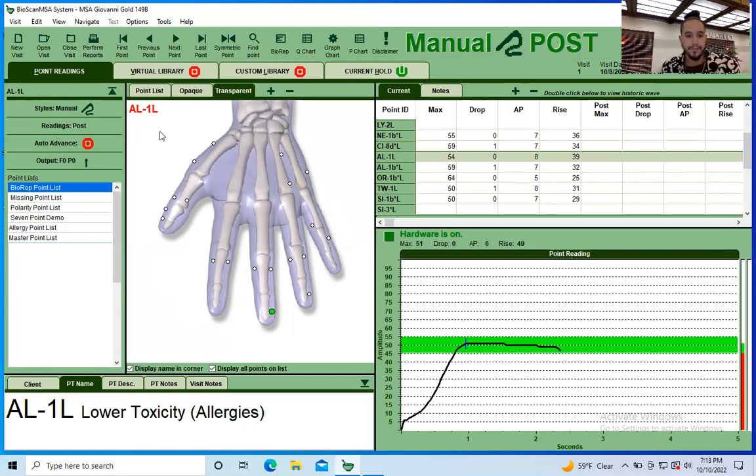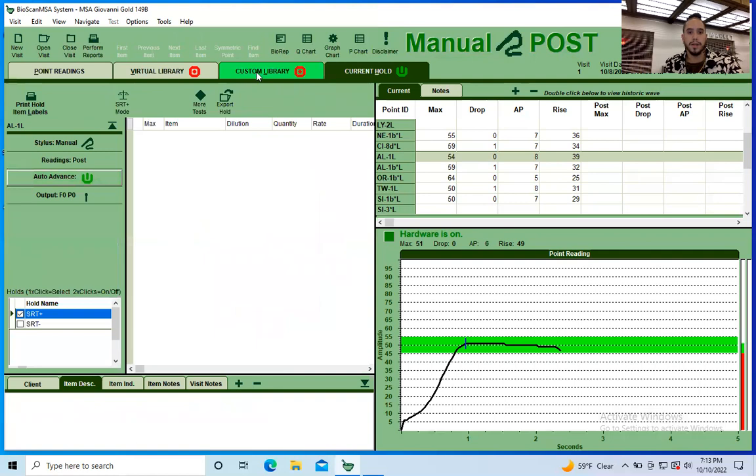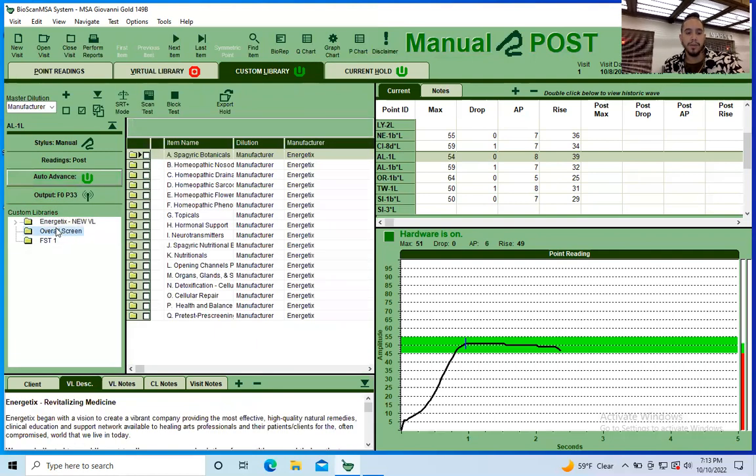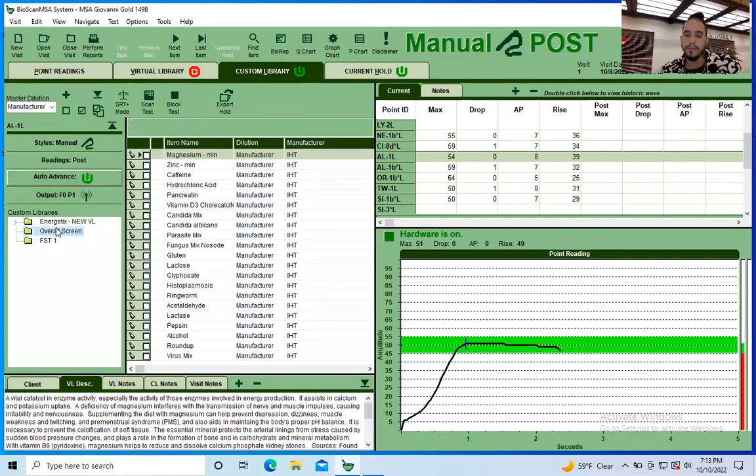All right. So my lower toxicity point is balanced. What I'm going to go do is I'm going to go over to my custom library tab, and I'm going to go over to this overall screen profile. That's going to test my magnesium levels, zinc, caffeine, hydrochloric acid, some of the more specific things that I'm looking for to be able to address more specific lifestyle, detox, diet, environment, stress, that kind of stuff. So let's go ahead and do that.